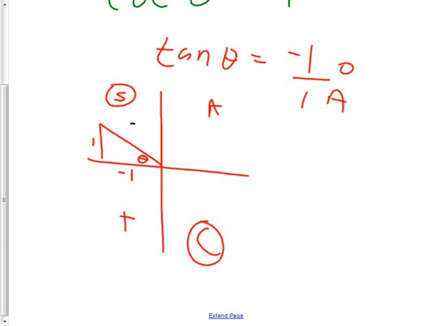How long is this side right here? You got to recognize this triangle, people. Square root of 2. So this is a 45, 45, 90. So that's a 45-degree angle. Is the answer? Shh, quiet.